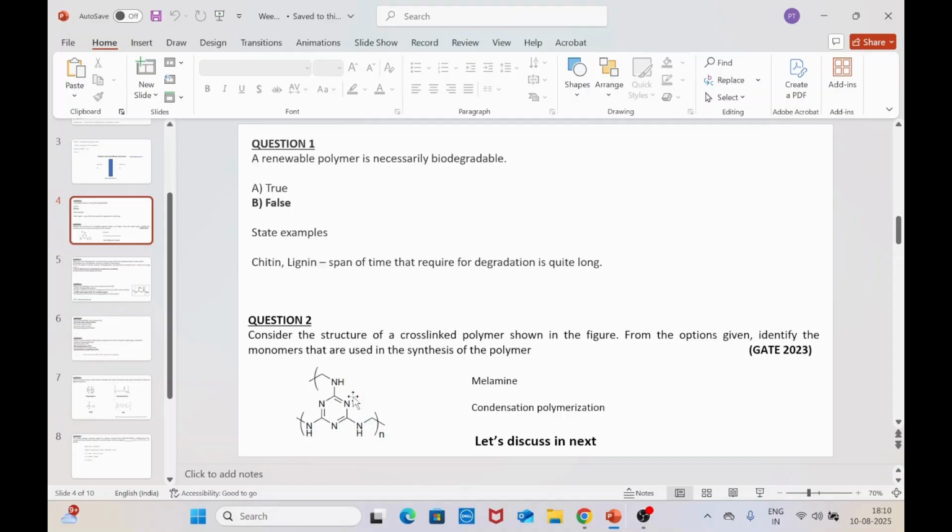So what is the other monomer that I need to react this melamine with, or what other monomer should melamine undergo condensation polymerization with, to form this polymer structure that you can see in this figure? It's a condensation polymerization.